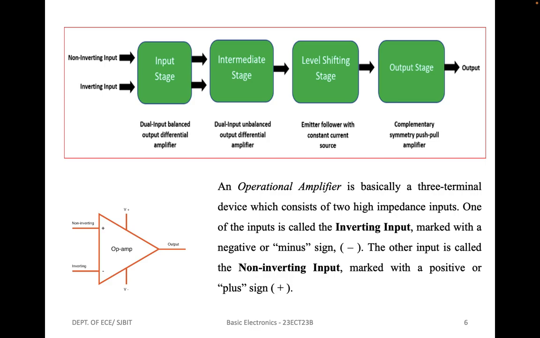Here we can see the symbol of the operational amplifier, which consists of two input terminals, the inverting input terminal and the non-inverting input terminal, two supplies V plus and V minus, and one output terminal. The operational amplifier is basically a three-terminal device which consists of two high impedance inputs. One of the inputs is called the inverting input, marked with a negative or minus sign. The other input is called the non-inverting input, marked with a positive or plus sign.